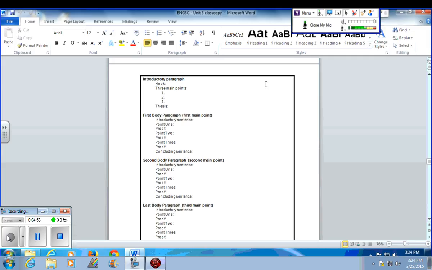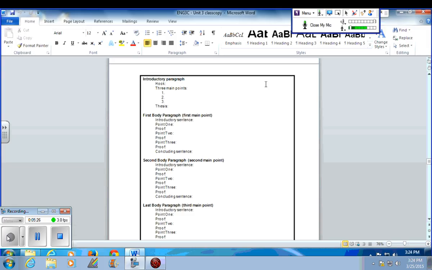So you have your first point, and then the proof or the example, the quote, the analysis, something that proves that point. And you have your second point, your point two, and then the proof. How you can justify or prove that exists. And then your third point, and the proof that goes along with that. Then you have your concluding sentence.